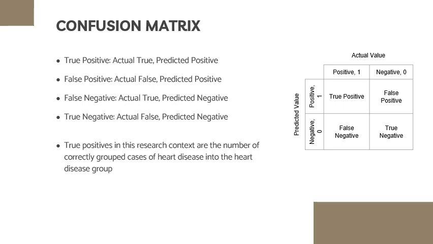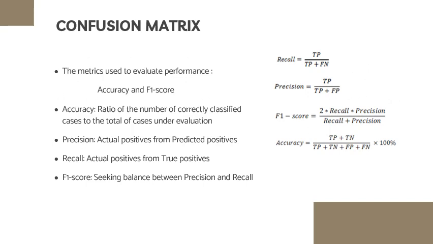The metrics used to evaluate performance for this research are the accuracy and the F1 score. Accuracy refers to the ratio of the number of correctly classified cases to the total of cases under evaluation, whereas precision can be defined with respect to either of the classes. The precision of the negative class is intuitively the ability of the classifier not to label as positive a sample that is negative, and the precision of the positive class is intuitively the ability of the classifier not to label as negative a sample that is positive. So the best value of precision is 1 and the worst value of precision is 0.